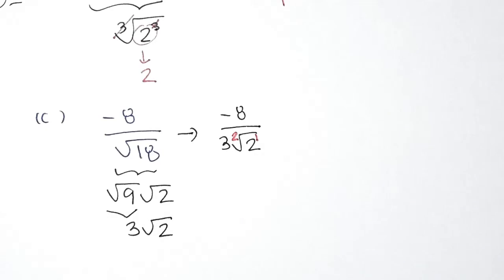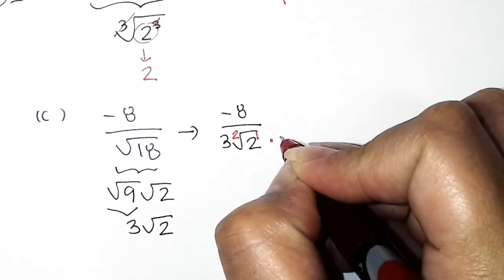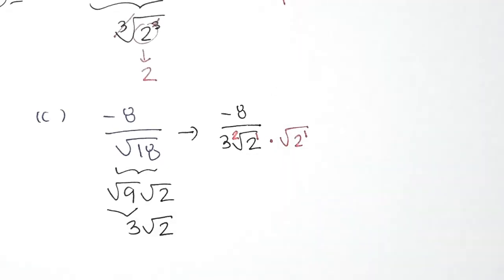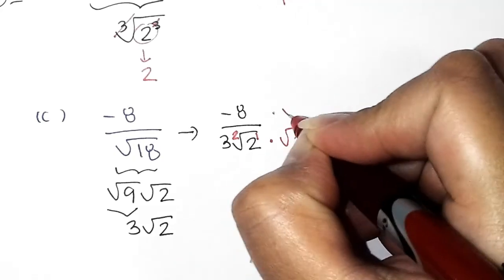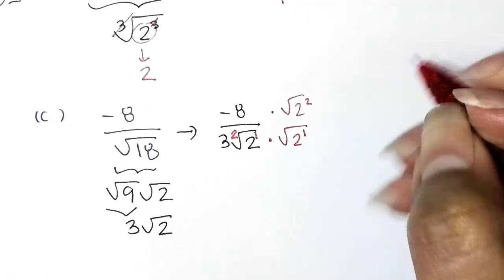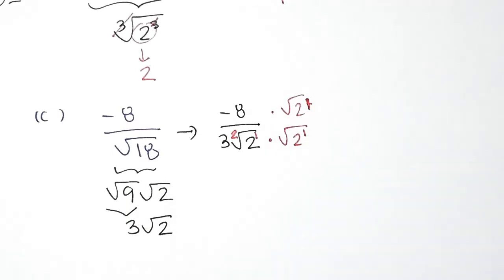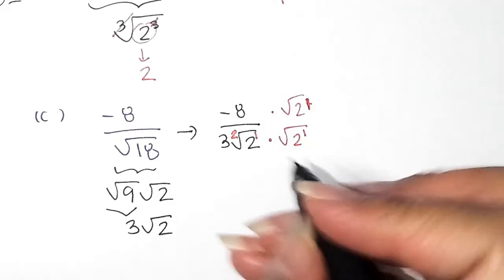How many more factors do I need? One more. Okay, because 1 plus 1 is 2. So we're going to multiply top and bottom by another factor of square root of 2. That's just how I speak. Okay, just one more factor. Sorry. Okay, this is why we use pencil. So let's go ahead and simplify this.